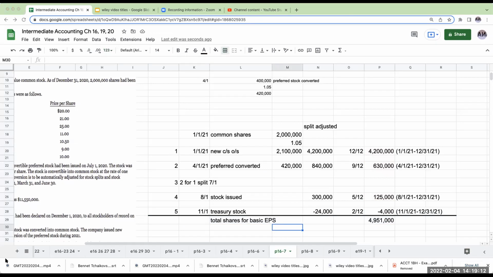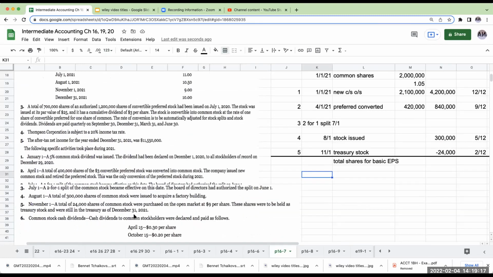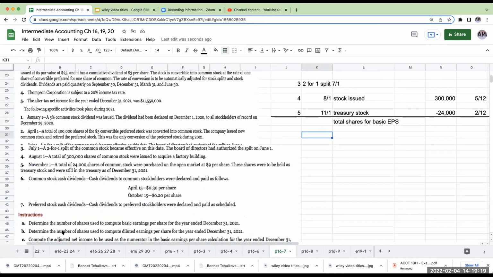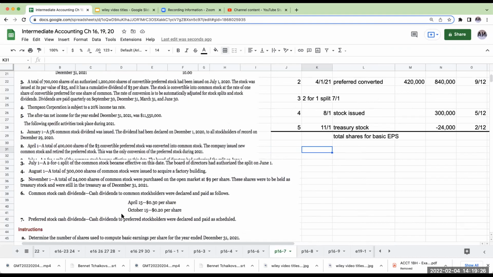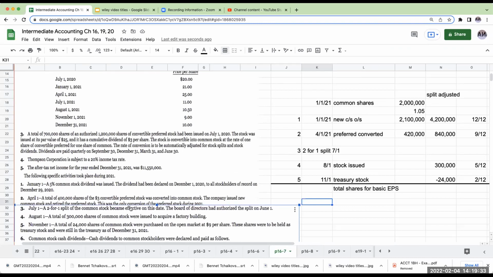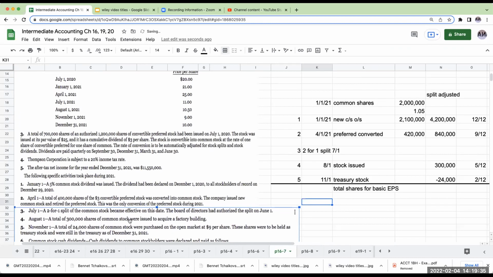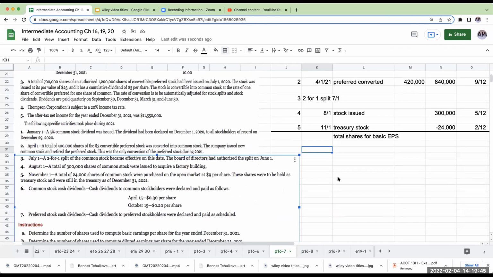Okay. Now, when we get to fully diluted earnings per share, which is the next one that's being asked of us, compute the number of shares used to compute diluted earnings per share for the year ended December 31st, 2021. So we have to ask ourselves, are there any other common stock equivalents besides the preferred stock that are outstanding? And the answer to that, there's no stock options. I don't really see anything that's out there. I think all we really have is the convertible preferred.